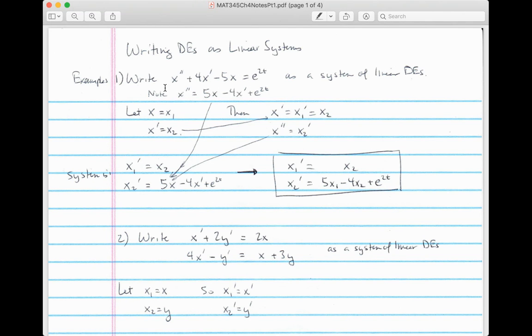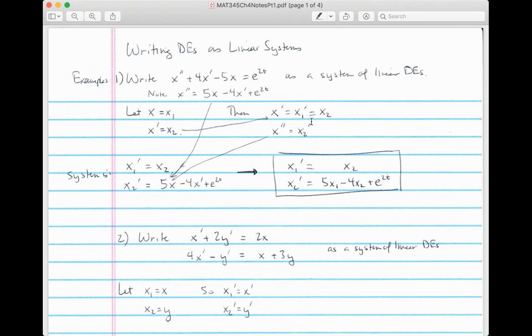The first comment I want to make is notice that I could solve this DE for x double prime. So x double prime would be equal to 5x minus 4x prime plus e to the 2t. We'll keep that in mind for a minute. Then the idea is to let x1 be our variable x, and let x2 be x prime. Now if I differentiate both of these equations, I get that x prime is x1 prime, no shocker there, and x double prime is equal to x2 prime.